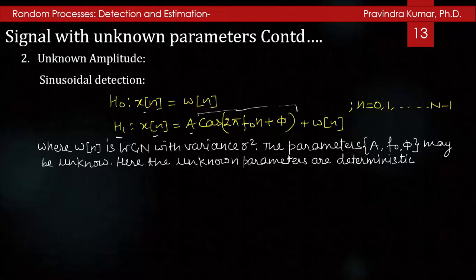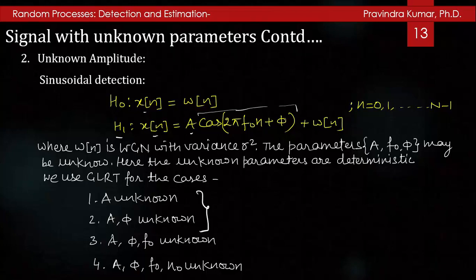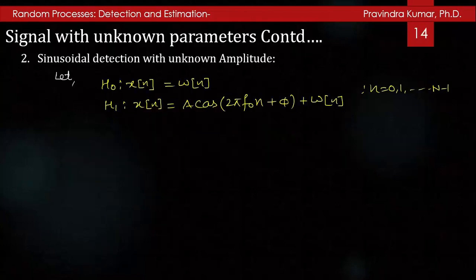Our approach will now be the use of GLRT for the following cases: when A is unknown, only A is unknown; when A and phi both are unknown; and when A, phi, and f0 are unknown; and when A, phi, f0, and n0, meaning time delay, are unknown. We will discuss the first two in this lecture, and the rest will be discussed in the next lecture. So now first we will discuss the unknown amplitude.